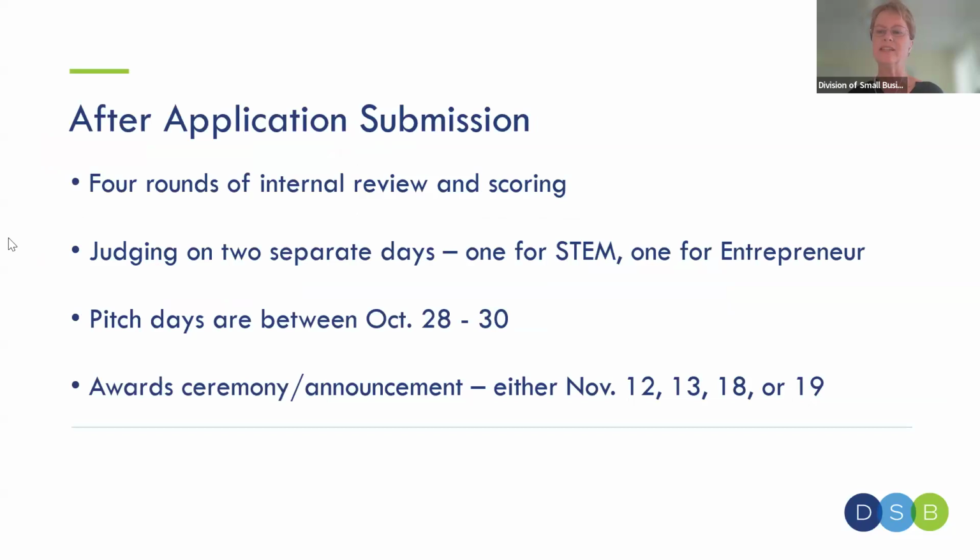So now let's get to the part where we're talking about after application submissions. After you have submitted your application, there will be 4 rounds of internal reviewing and scoring by division staff. From that, there will be judging on 2 separate days, one for STEM, one for entrepreneur. The pitch days are in the range of October 28th through 30th. We have not picked the specific days, but that will give you an idea of when those pitch days will be.